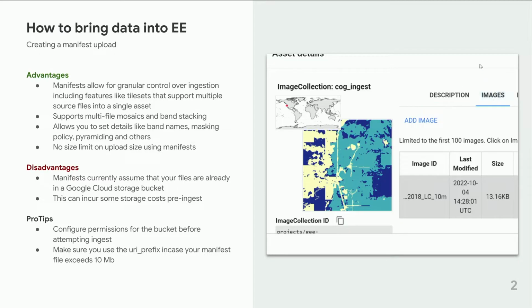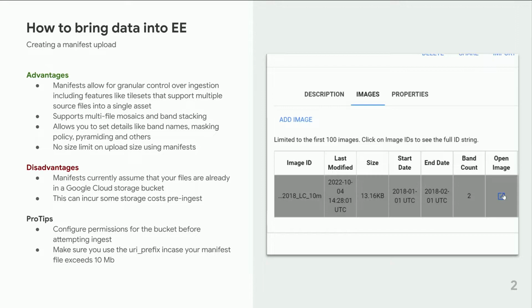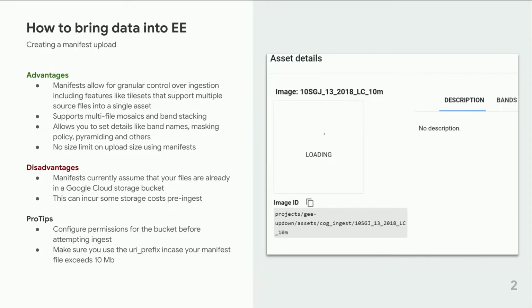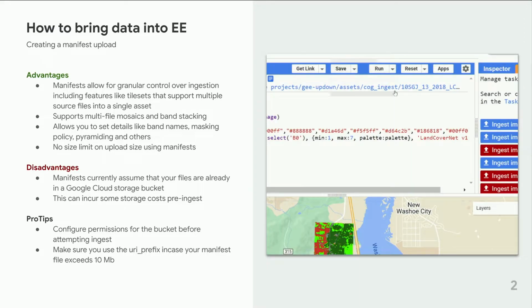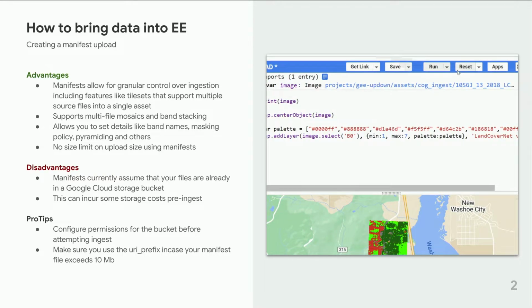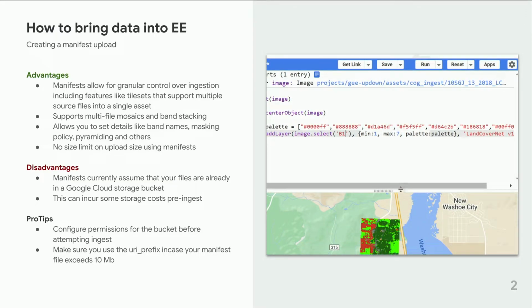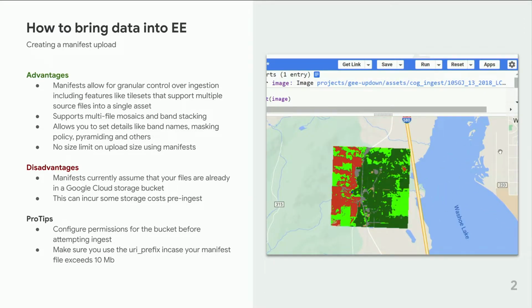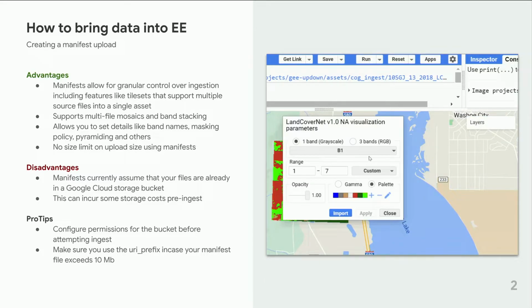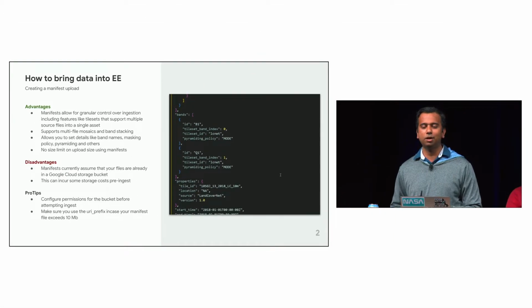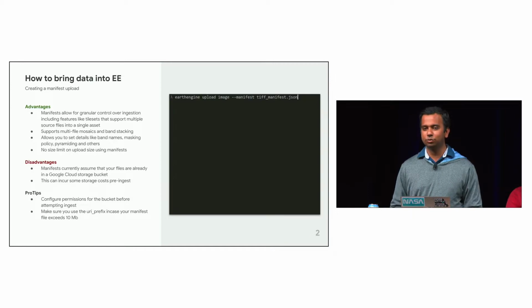We'll be doing a series of articles on all of these 4 methods that go into much more detail than what I'm doing today, by the way. So some of the advantages: more granular control, like I just said, and it supports multi-file mosaics and band stacking, which means you can pass it a list of TIFF files, for example, if you have them already in Google Cloud Storage. It allows you to set details like band names, masking policy, pyramiding. All of the things that you're doing using the GUI, you can actually do using the manifest as well. In fact, that's what happens when the Earth Engine GUI creates an ingest job. In the backend, it's creating a manifest for you. Again, you don't see it, but that's what's happening.